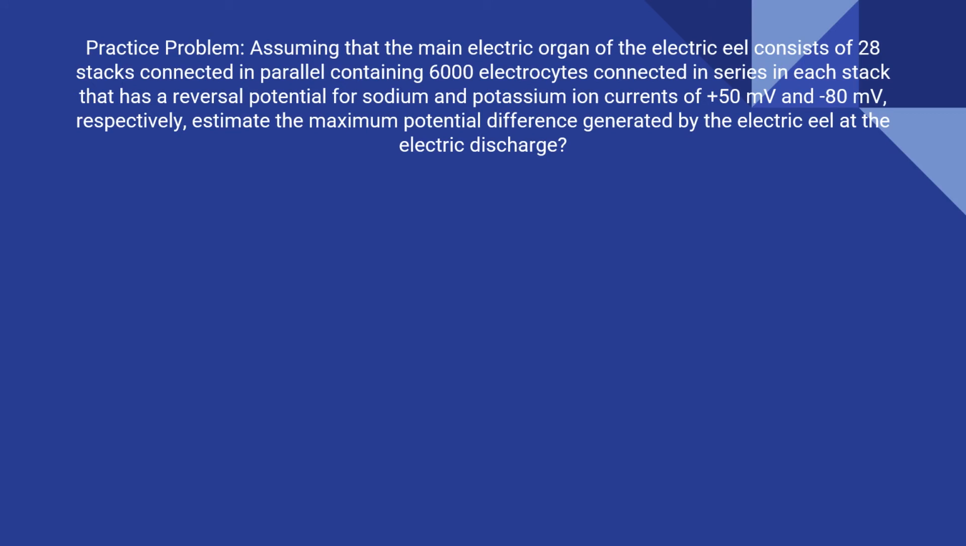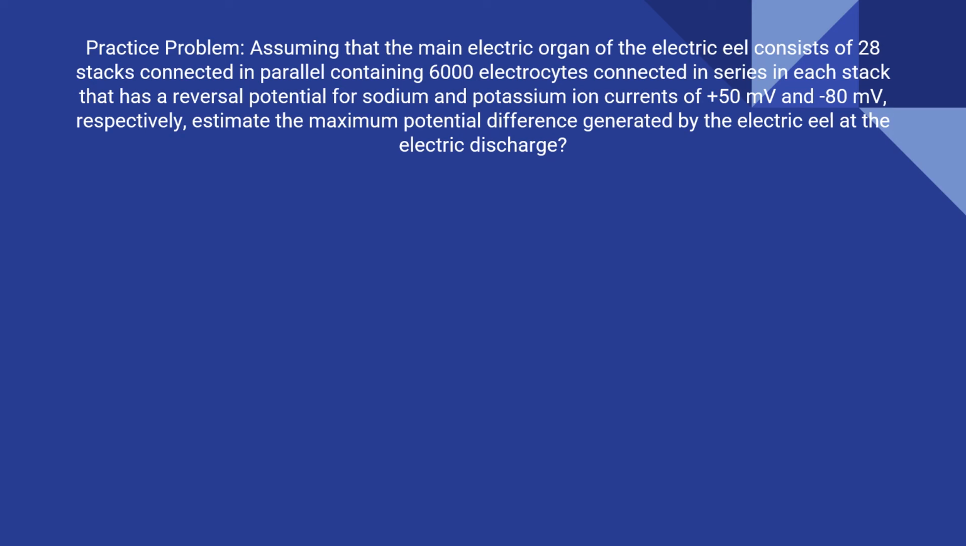So our first practice problem is: assuming that the main electric organ of the electric eel consists of 28 stacks connected in parallel, containing 6,000 electrocytes connected in series, and each stack has a reversal potential for sodium and potassium ion currents of positive 50 millivolts and negative 80 millivolts, respectively, estimate the maximum potential difference generated by the electric eel at the electric discharge.